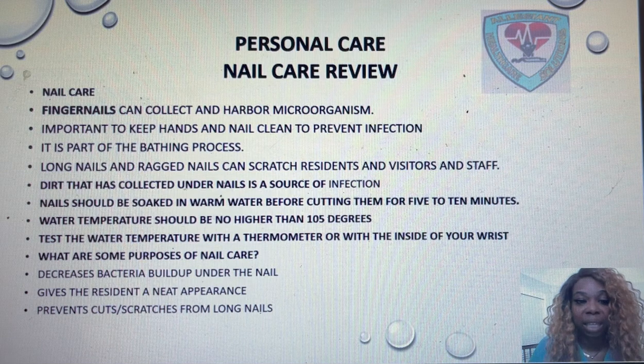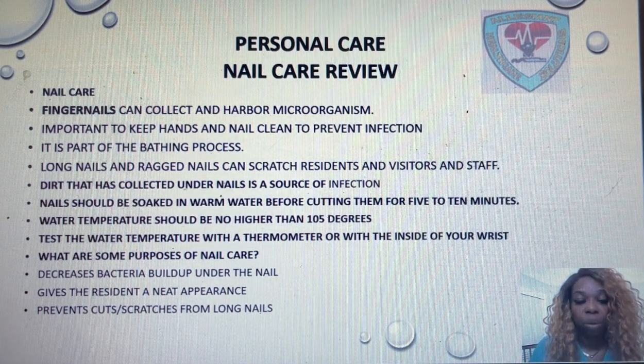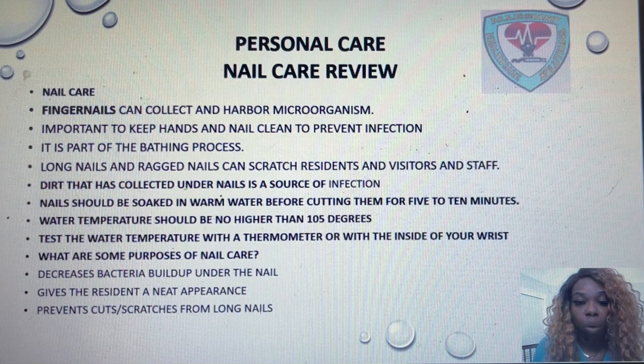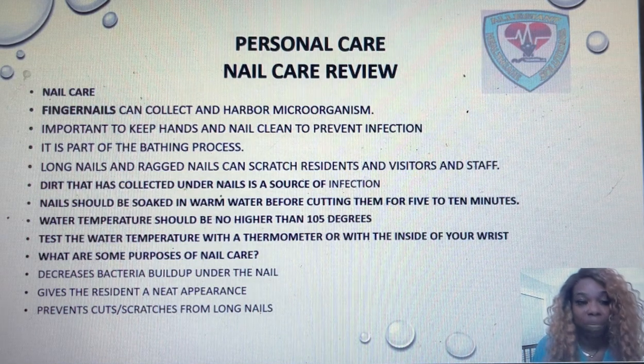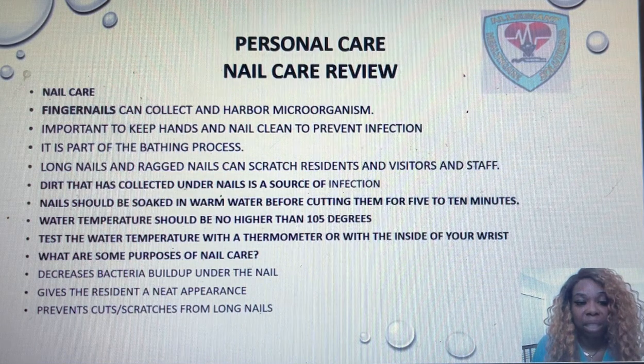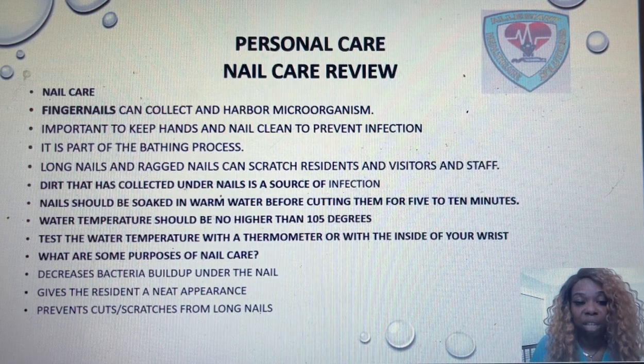Dirt that has collected under the nails is a source of infections. Before we provide nail care, in order to make the nails more manageable, we should soak the nails in warm water before cutting them or trimming them for at least 5 to 10 minutes. Prior to soaking or submerging a resident's hand in any water, you want to make sure that you have tested the water with a water thermometer, or you have tested it against your skin.